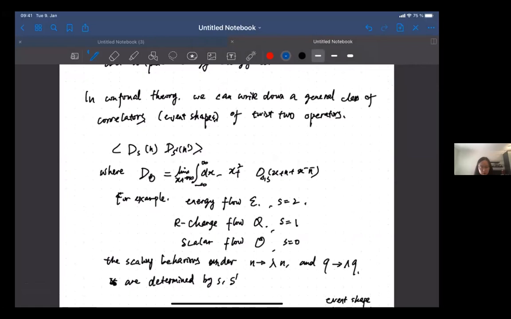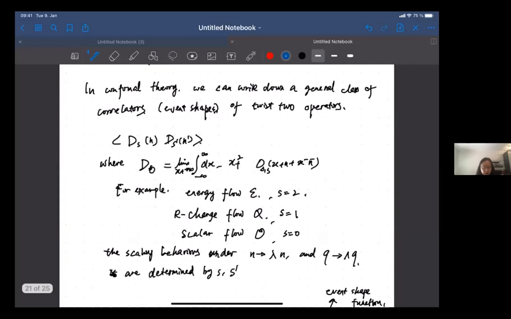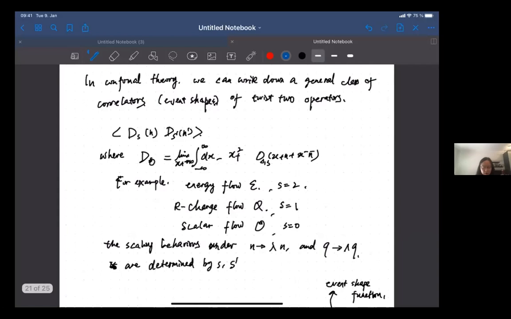In addition to the EEC, in conformal theory, we can write down a general class of correlators of flows, which defines a class of event shapes. These event shapes and the operators we consider are twist two operators, and the energy flow is one type of these operators. Then we can define a correlator involving two light ray operators, which carry different spins. It is defined by sending the local operator to the future null infinity and integrating over the retarded time.